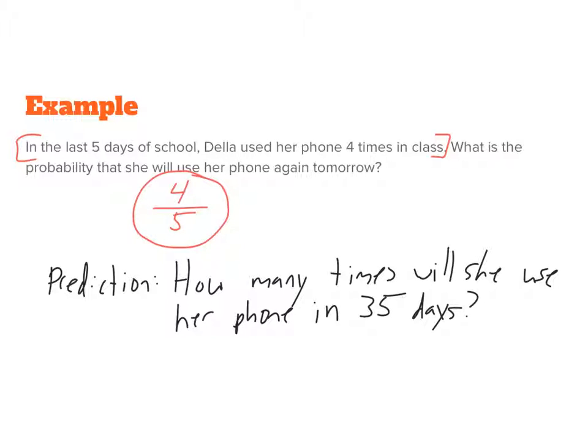So now we're going to use that to make a prediction. So how many times will she use her phone over 35 days? So we take the probability of 4/5 and we multiply it by the 35 days that we're going to conduct our experiment, and that should tell us that she will be on her phone 28 out of the 35 days.